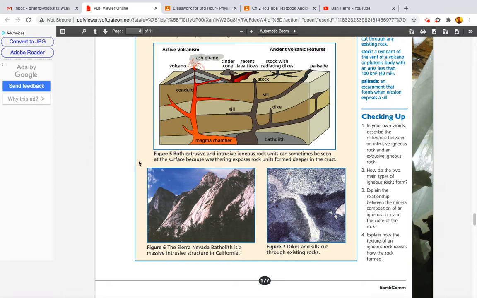So figure 5 shows both extrusive and intrusive igneous rock units can sometimes be seen at the surface because weathering exposes rock units formed deeper in the crust. Figure 6 shows the Sierra Nevada batholith. The Sierra Nevada batholith is a massive intrusive structure in California. Figure 7 shows dikes and sills cut through existing rocks.